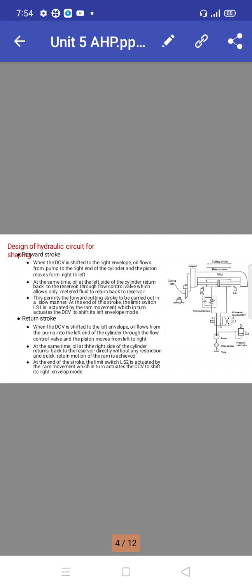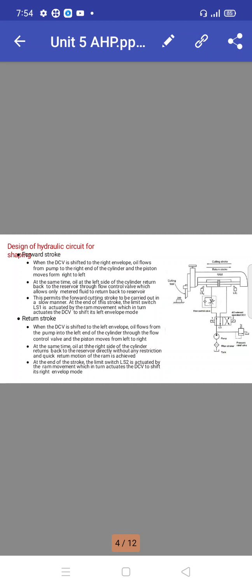At the same time, oil at the left side of the cylinder returns back to the reservoir through the flow control valve. So the flow control valve restricts the path here, which allows only metered fluid to return back to the reservoir. This permits the forward cutting stroke to be carried out in a slow manner. So forward stroke is at a slow or nominal speed.